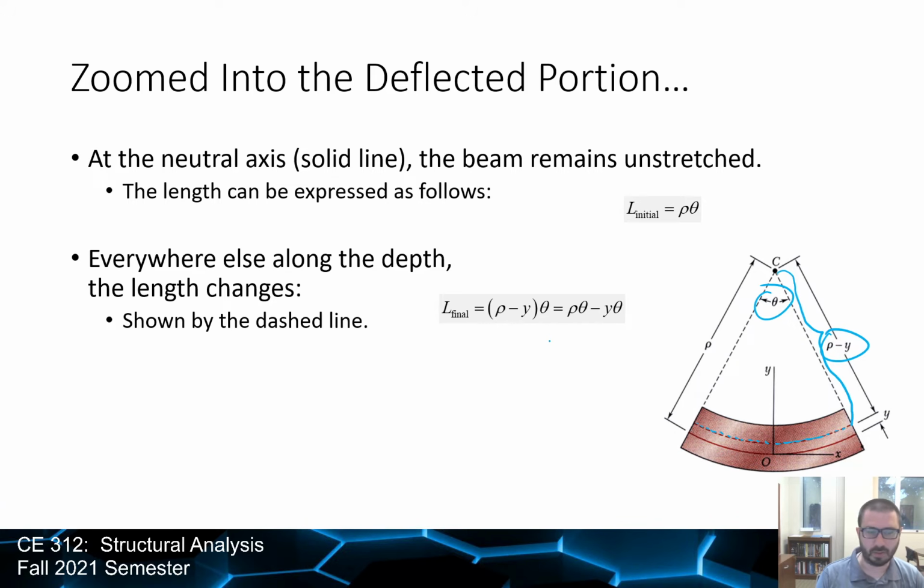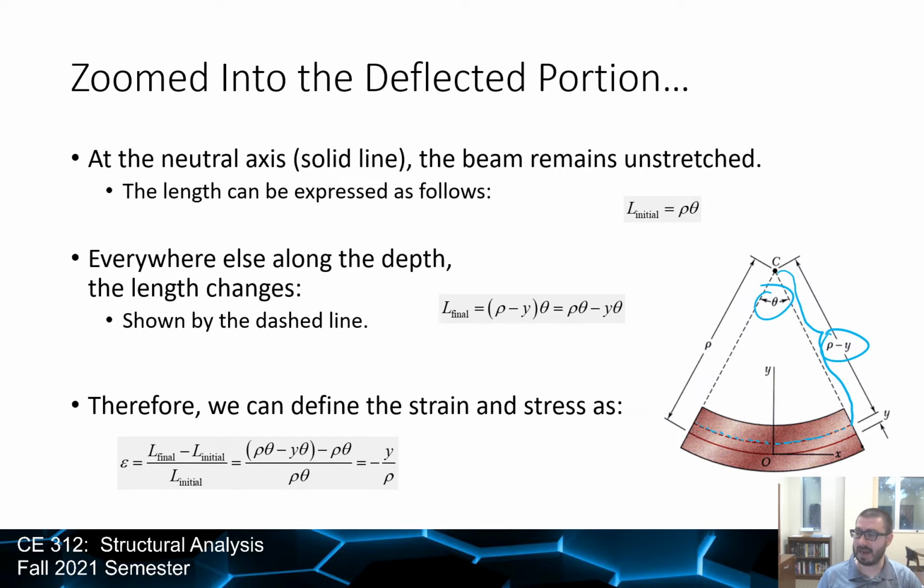So we go back to our fundamental definition of strain. What is the definition of strain? It's the change in length divided by the original length. The original length goes on the bottom, and on the top goes the change in length, final minus initial. So we chug it out and get rho theta minus y theta minus rho theta. The rho thetas cancel, and then we have negative y theta over rho theta. So the strain is negative y over rho.